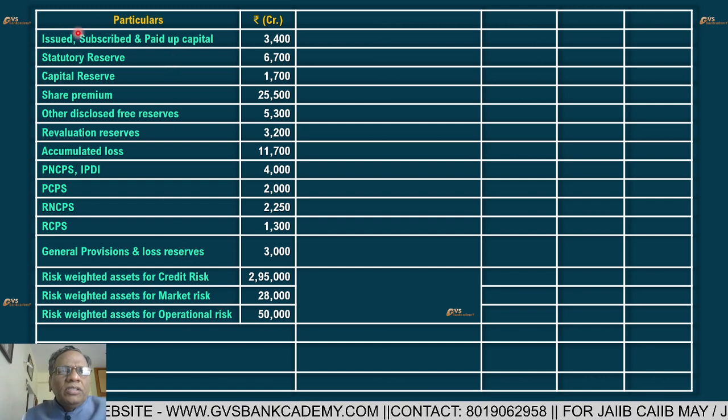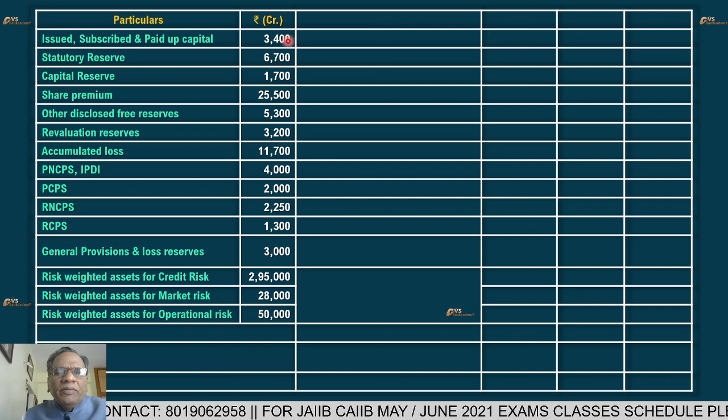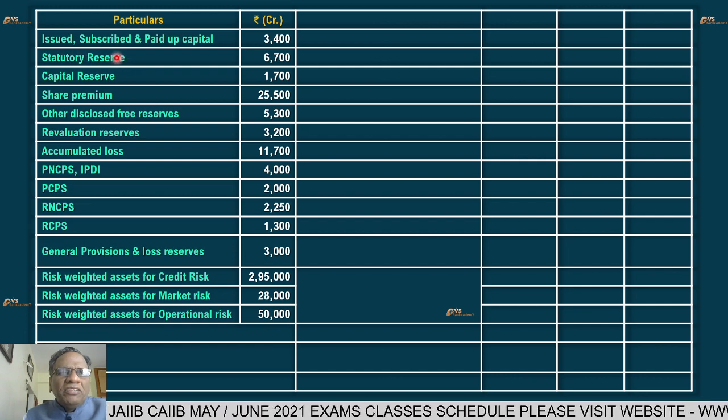Now, these are the particulars of a bank as on 31st March 2020. Actual figures of one bank we have taken. Issued, subscribed, paid up capital of the bank as per the bank's balance sheet, schedule number 1, is 3,400 crores. Statutory reserves: every year, the bank has to create statutory reserve in compliance with the Banking Regulation Act. That is statutory reserve 6,700 crores.